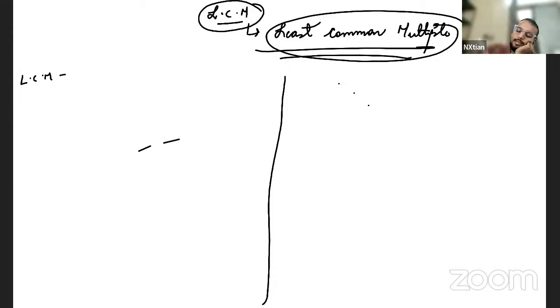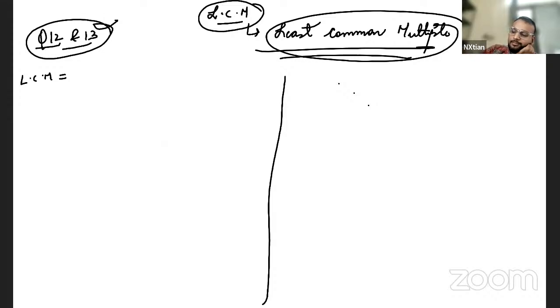Now, guys, you understand it like this. For example, if they ask you to find the LCM of 12 and 13, how will you do this?